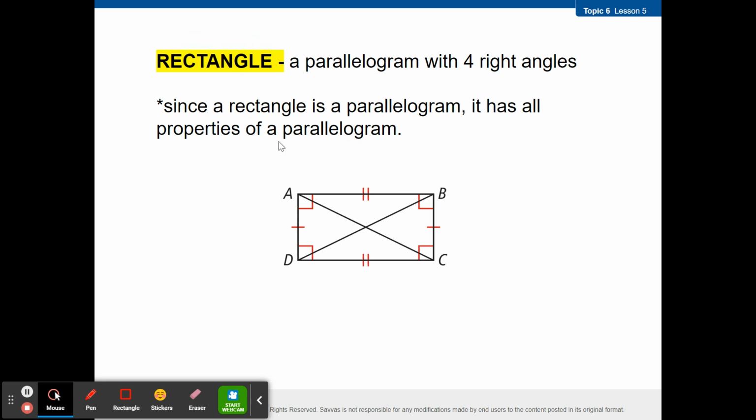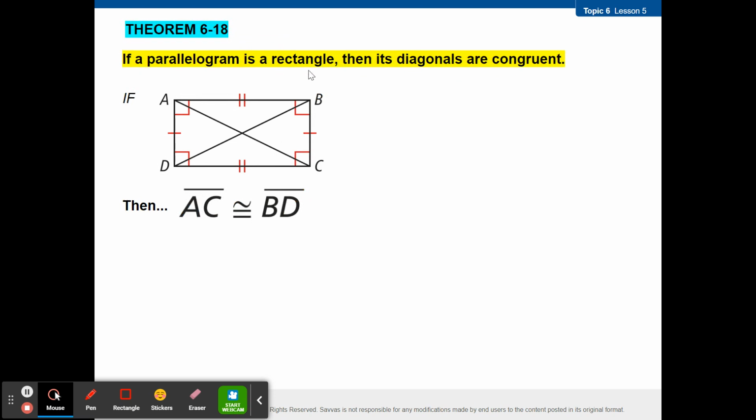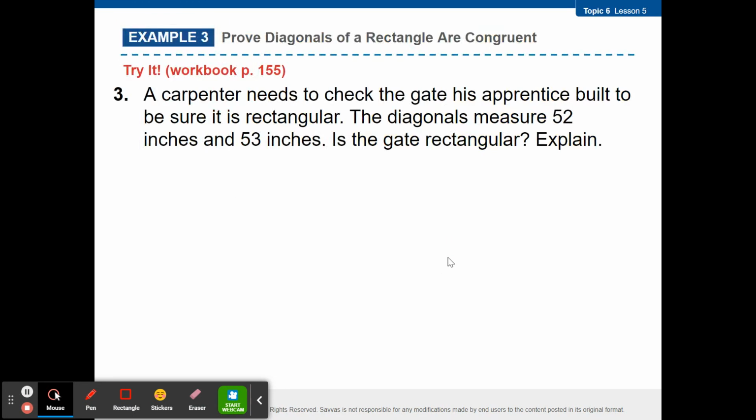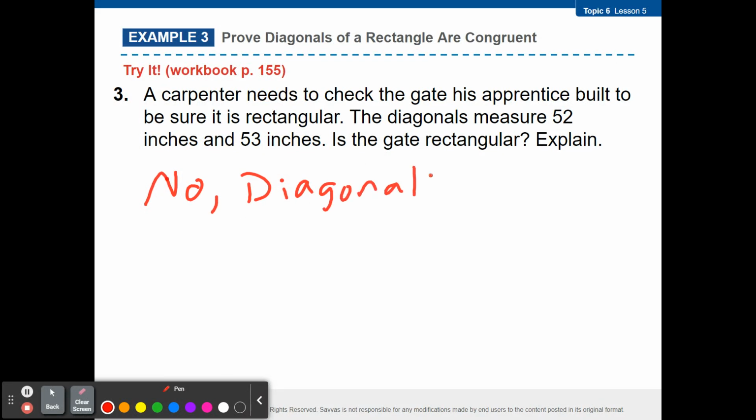All right. So if a parallelogram is a rectangle, then its diagonals are congruent. We already know that. We have that in our foldable. So a carpenter needs to check the gate his apprentice built to be sure it is rectangular. The diagonals measure 52 inches and 53 inches. Is the gate rectangular? What do you guys think? No. Okay. No. Diagonals must be congruent.